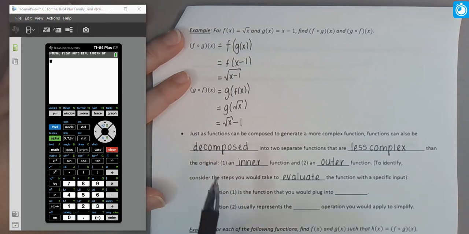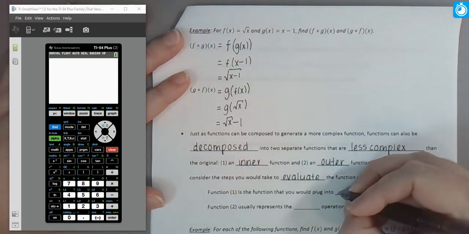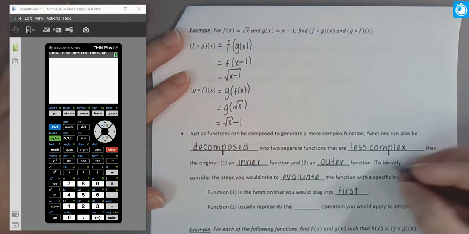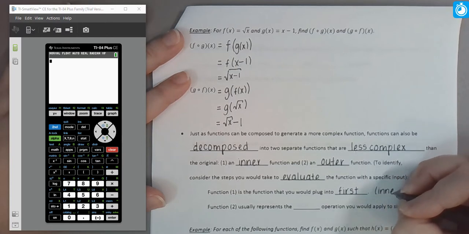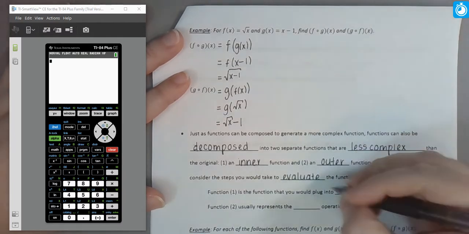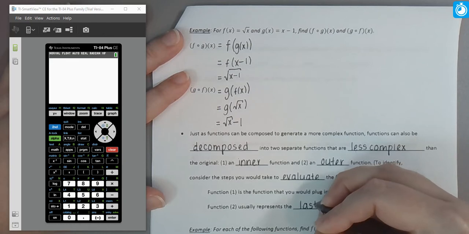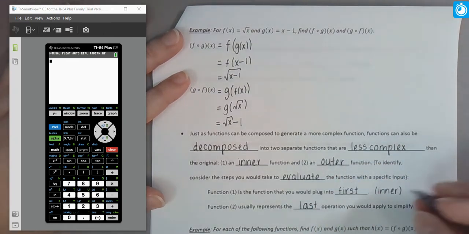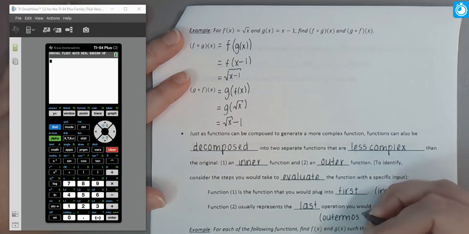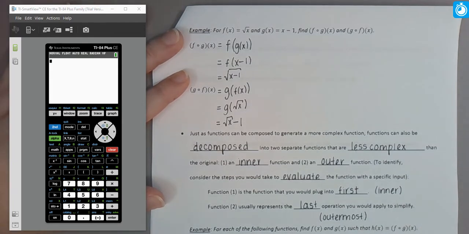That's going to tell you what's innermost and what's outermost and the order that all the operations would come in. So function 1, your inner function, is going to represent what you would plug into first. It's going to represent where you start, the innermost operations. So first, we're going to think of that as inner. And then function 2, our outer function, usually represents the absolute last operation that you would apply to simplify. In other words, the outermost operation. Usually the external, the outer function, will only have one operation, whereas the inner function is going to have all of the remaining operations, anything left over.